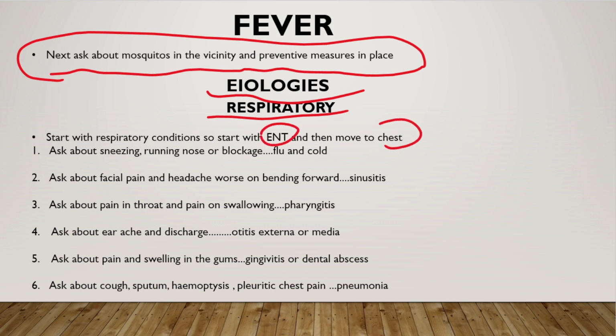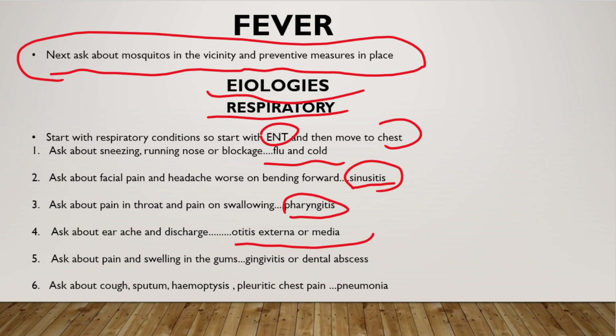So for flu and cold, we will ask if the patient is having any sneezing, runny nose, or blockage. For sinusitis, we will ask about facial pain, headache which gets worse on bending forward. So this is sinusitis. For pharyngitis, we will ask about pain in the pharynx or pain on swallowing. For otitis externa and media, we will ask about pain in the ear and discharge from the ear.